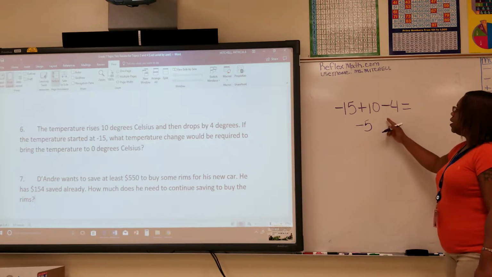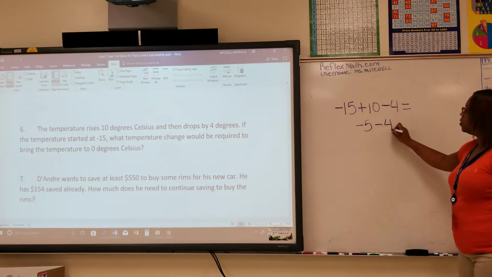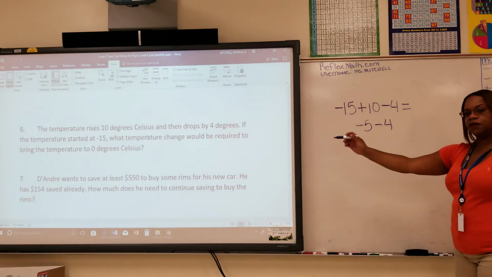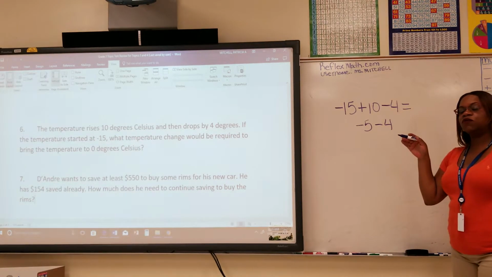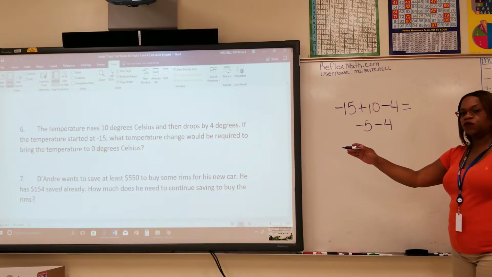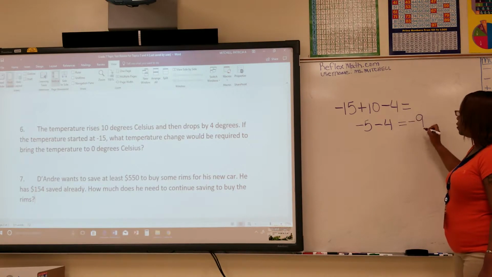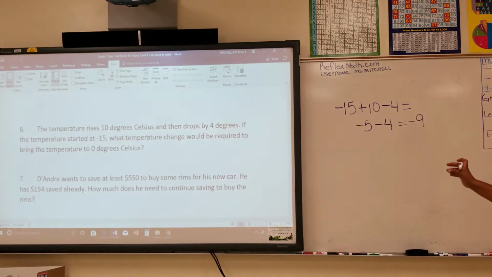Okay? Then we minus 4. So -5, we're already at the negative, and we minus, that means that we have to move to the left of the number line. How many spaces? 4 spaces. So remember, when we're moving to the left of the number line 4 spaces from -5, we will then be at -9. So we have our answer -9, but we're not done, because they asked what would be required to bring the temperature to 0 degrees Celsius.